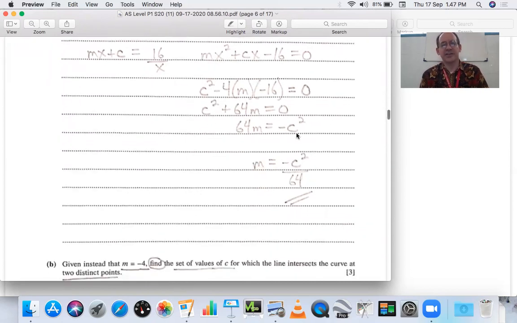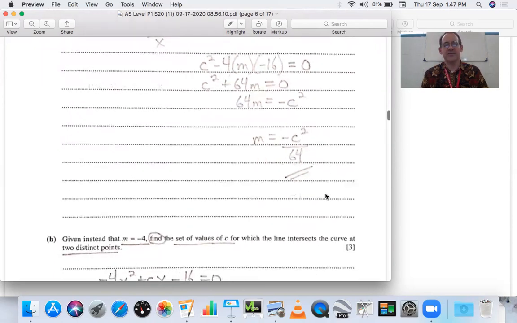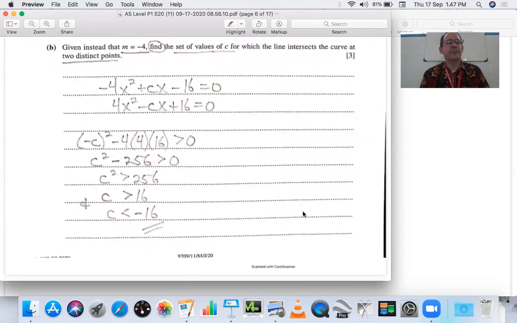So we subtract the c squared to the other side, divide by 64, and there we have m in terms of c. Moving on to part B, given instead that m equals negative 4, find the set of values of c for which the line intersects the curve at 2 distinct points. So now we replace the m with negative 4. Now, I like my first term to be positive, so I distributed the negative through. You don't have to, but I like to.